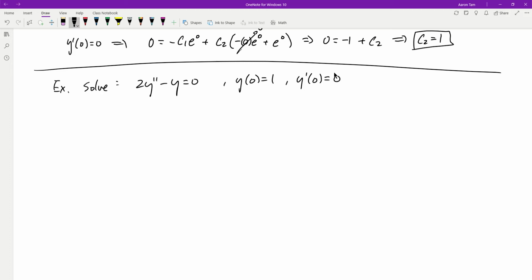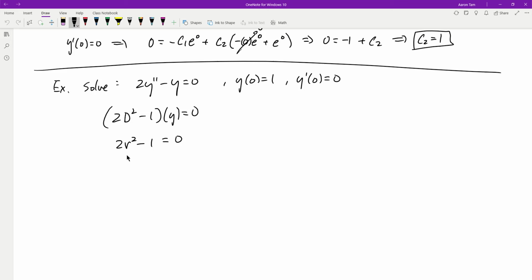All right. So how should we proceed? Well, we'll proceed the same way. That would be 2d squared minus 1 of y equal to 0. Note that this is just y, so therefore it's 1, not d. And then that basically comes out to be 2r squared minus 1 equal to 0, which would be our characteristic equation. Now notice that this one is actually not factorable because of the 2.